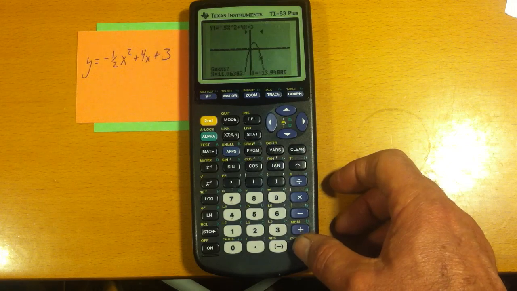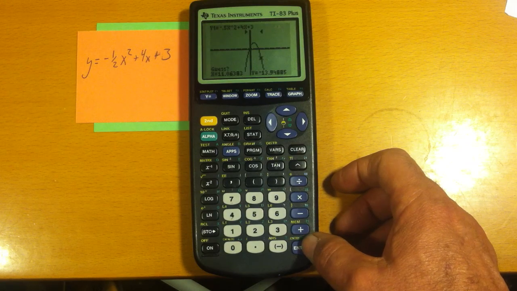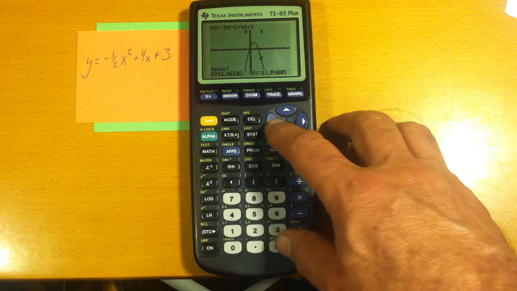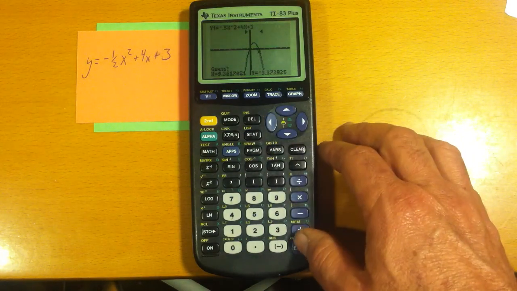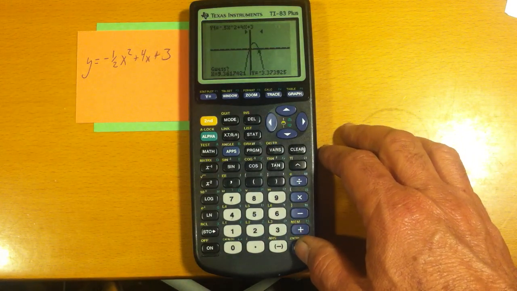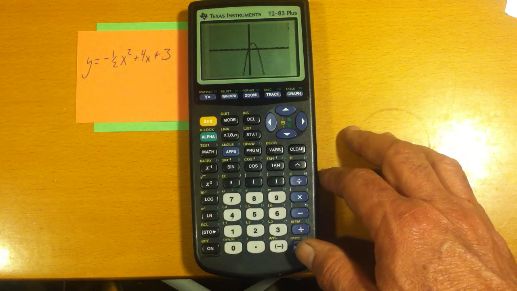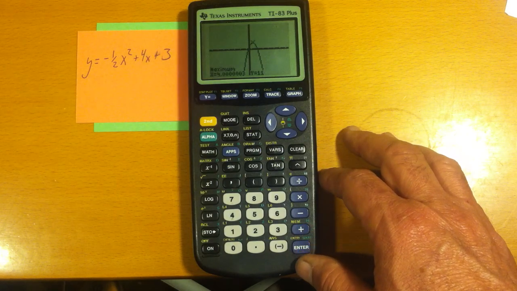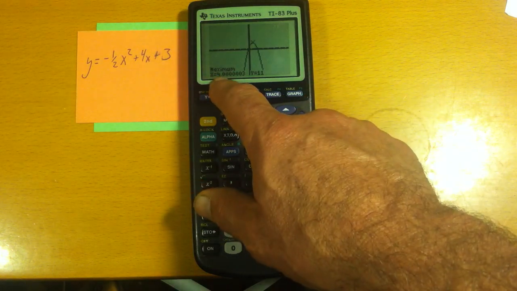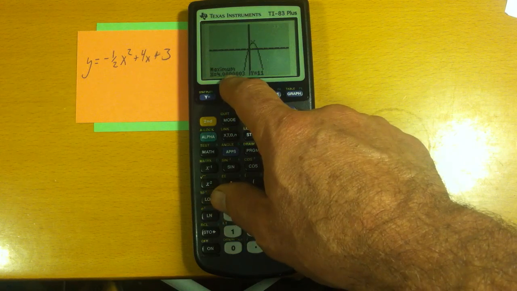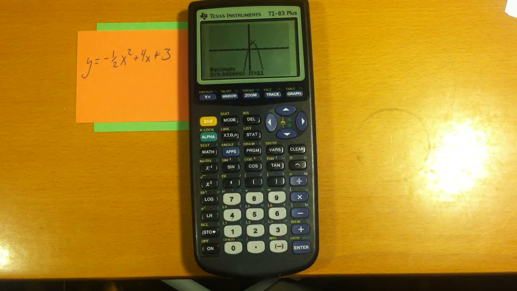So hit enter. And then it asks for a guess. You can just hit enter here, or if you want to, you can move the cursor closer to where the vertex is. It's just where the computer starts to look for it. Hit enter. Takes a little while, and there's my vertex right there. It's 4 and 11.